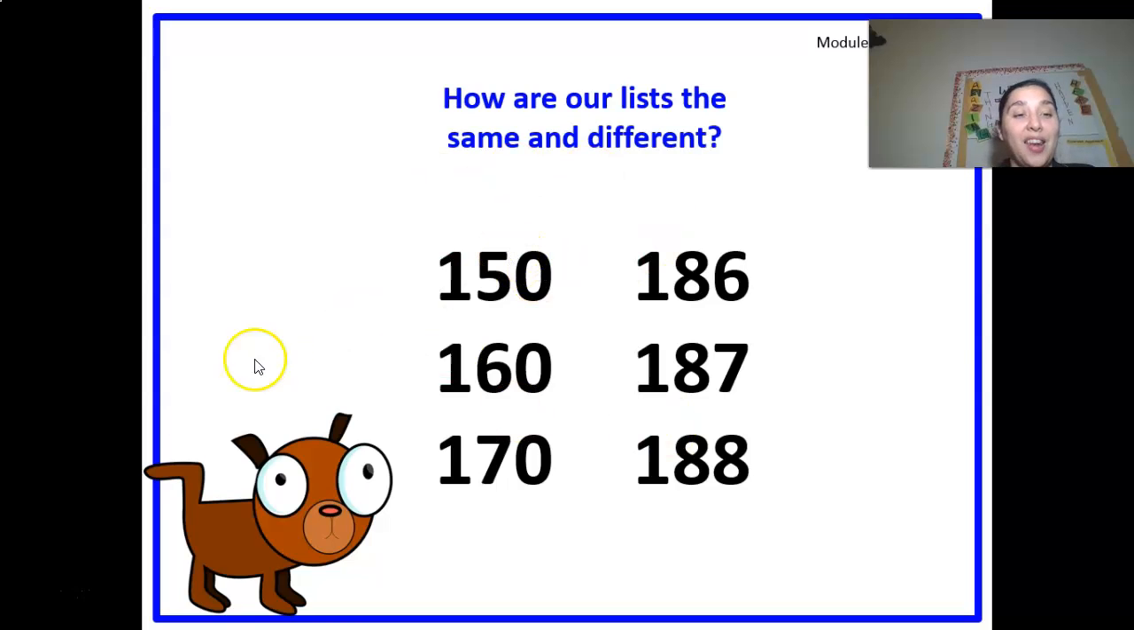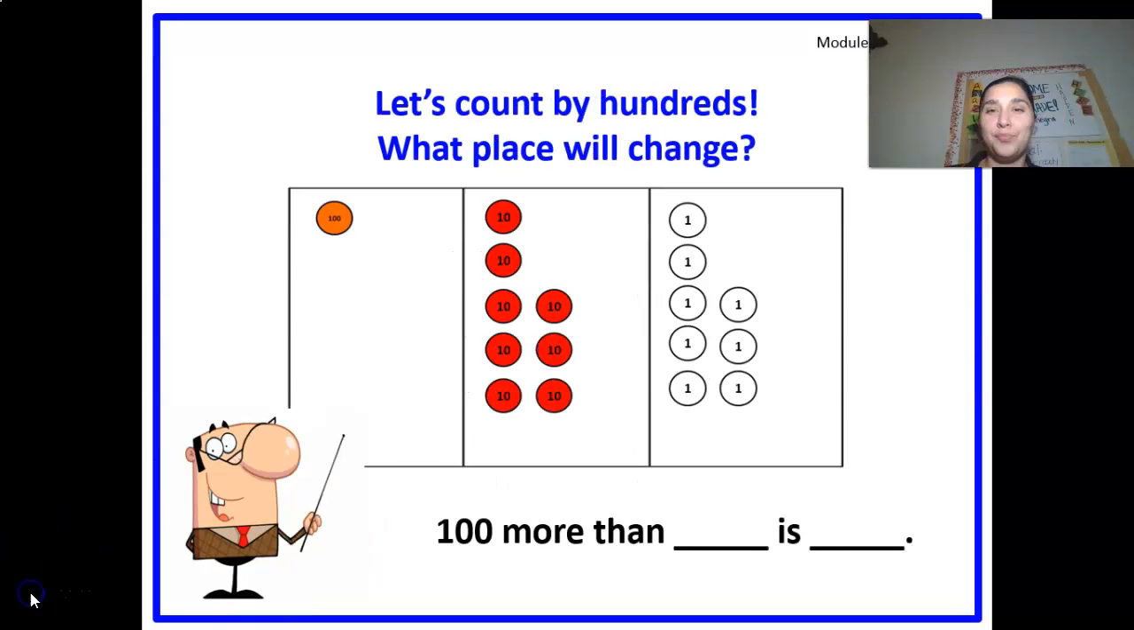Okay, now let's talk about one more thing that is the same. Yes, in this one, since we're counting by tens, the tens is the digit that is changing. And in this one, we're counting by ones, so the ones is the only number that is changing.